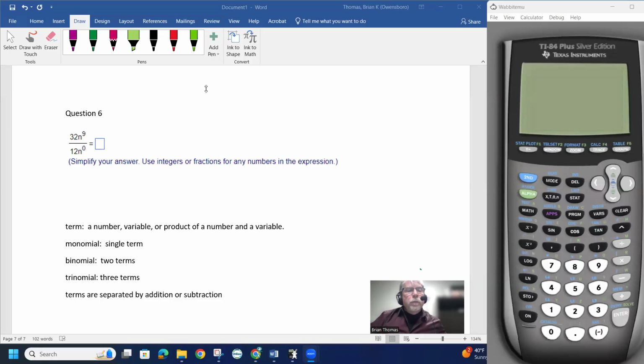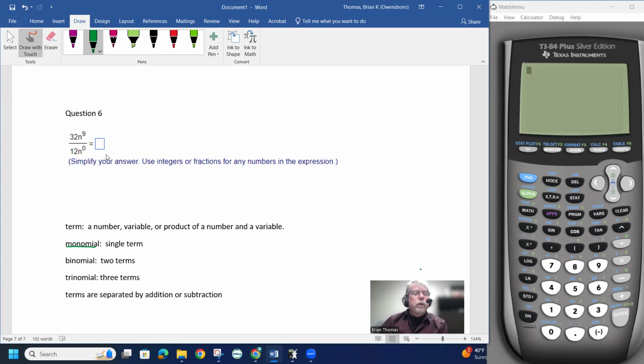So again, we work with polynomials. Again, a lot of it's simplifying. And again, we're working with what look like monomials. A monomial is a single term. Again, a single term is a number, a variable, or a product of a number and a variable. It could be variables here, but right now it looks like we have a single variable.